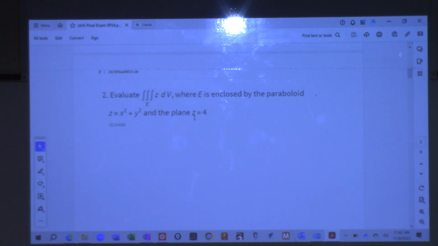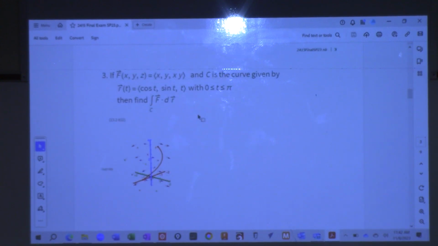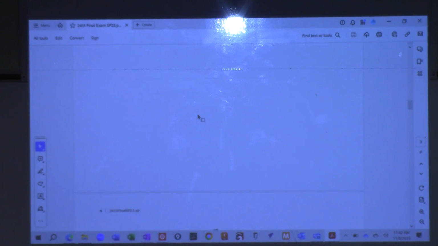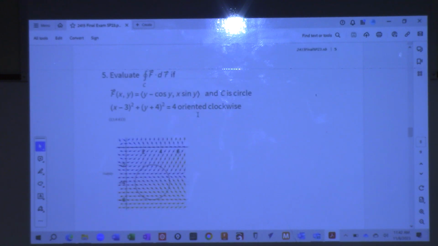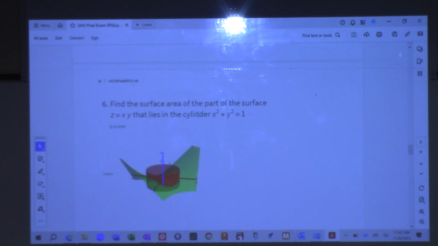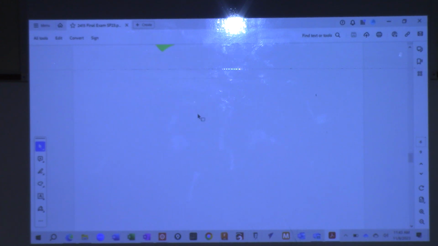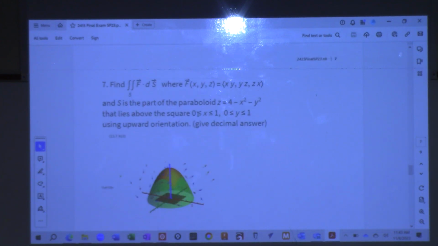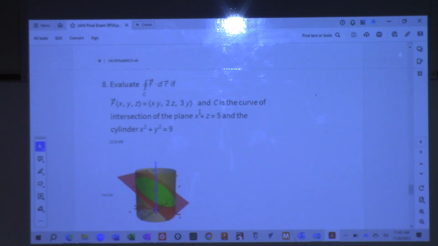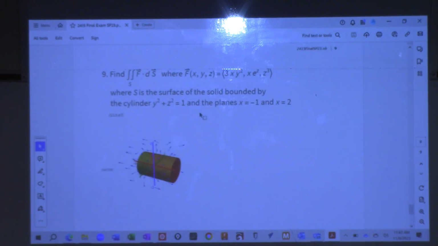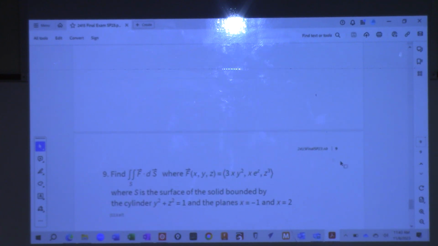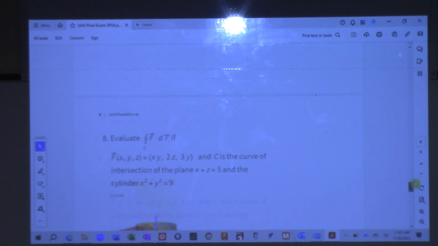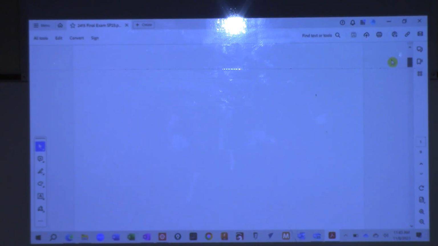Triple integral over E. Haven't talked about this yet. Haven't talked about this yet. Haven't talked about that yet. And that was it. So of the final exam, you can see, right, of everything, there are 2 problems right now that you could do.